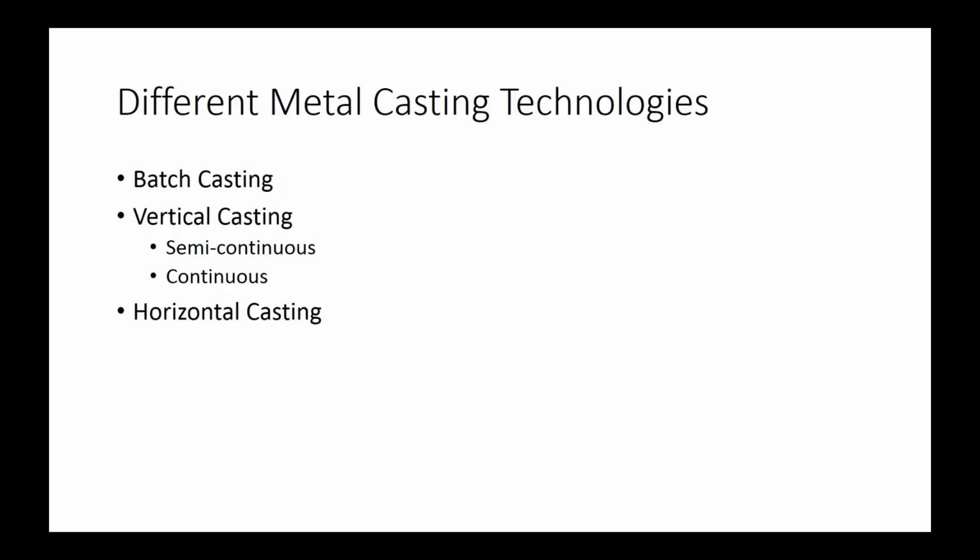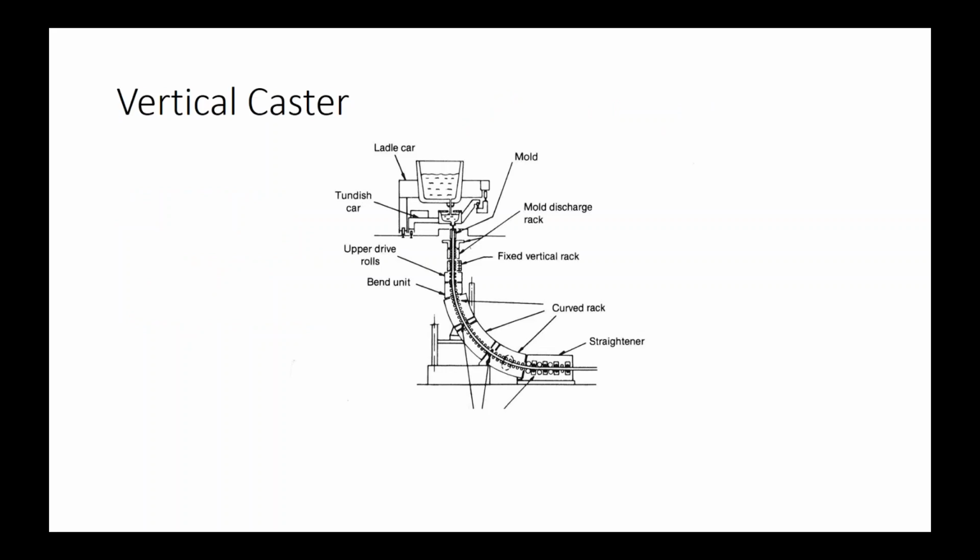So here's different casting techniques. I already talked about batch, which is static, vertical casting, semi-continuous and continuous. There's two types. Horizontal casting. There's really a couple types of those depending upon product type. We'll talk about that a little bit. Here's a vertical caster. This can be a vertical caster for a variety of things.